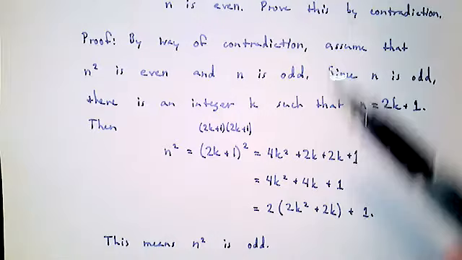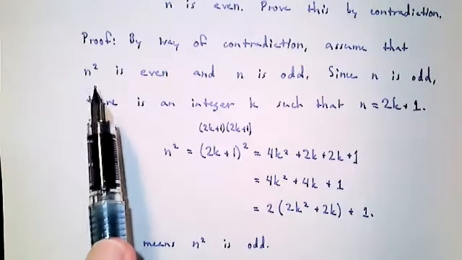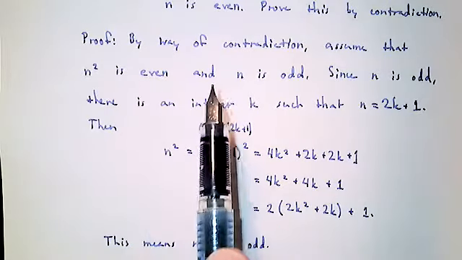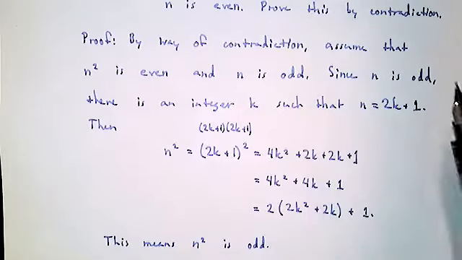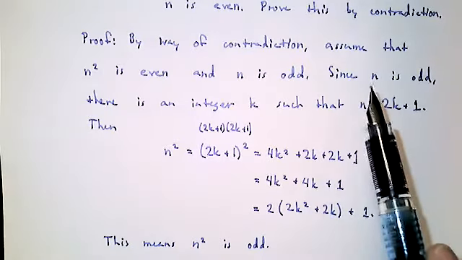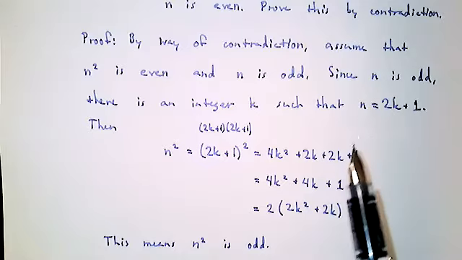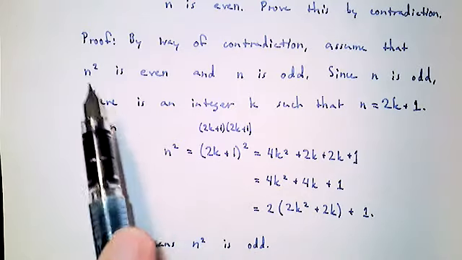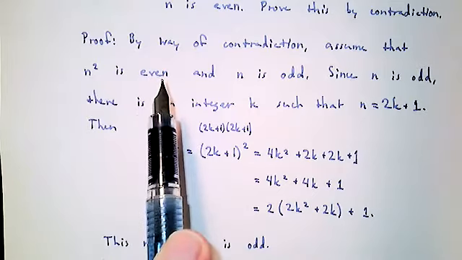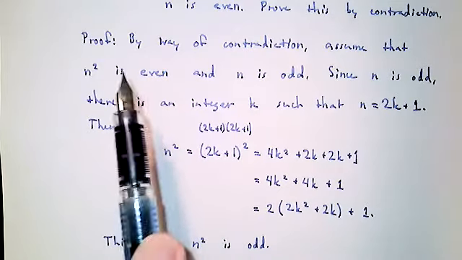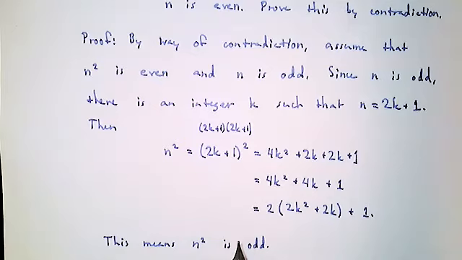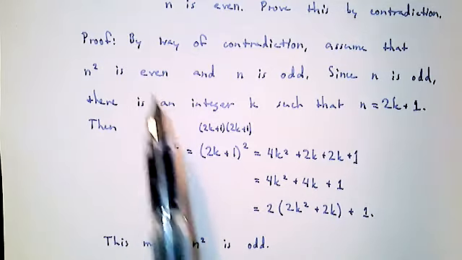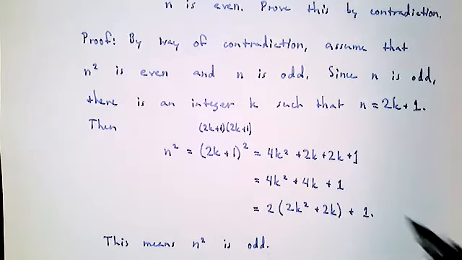Okay, so let's look at what we have. Our assumption at the beginning was that n squared is even and n is odd. But after we worked through what it meant for n to be odd, we came to the conclusion that n squared itself is odd. So we have two statements, n squared is odd and n squared is even, that are impossible to both be true. So if you're odd, you can't be even, and if you're even, you definitely can't be an odd number.